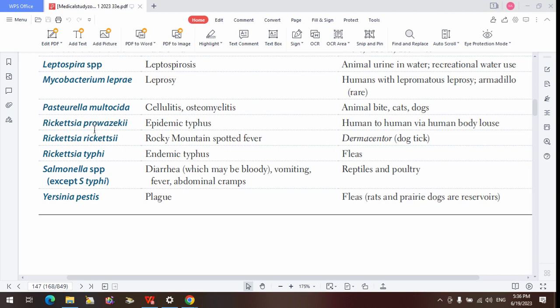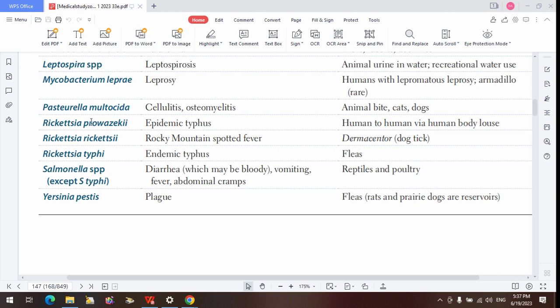So we are looking at 3 things: fleas, tick, and louse. Fleas, tick, and louse. Which one is the louse? The epidemic, prowazekii. Which one is the tick? Dermacentor. That is the Rickettsia rickettsii that causes the Rocky Mountain Spotted Fever. The endemic one is the Rickettsia typhi, which is transmitted by the fleas. With time, we are going to get used to them. Then we already know the Salmonella.